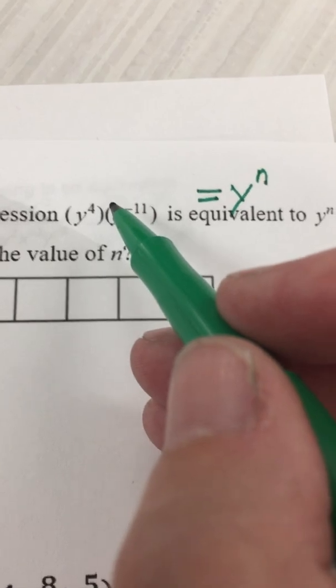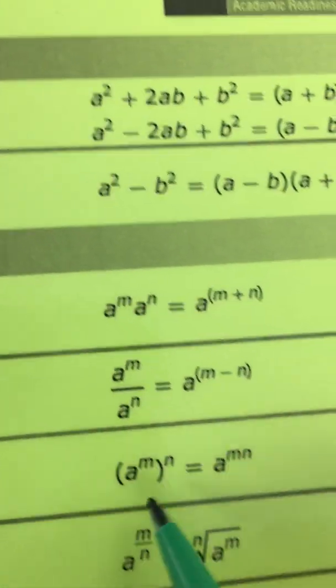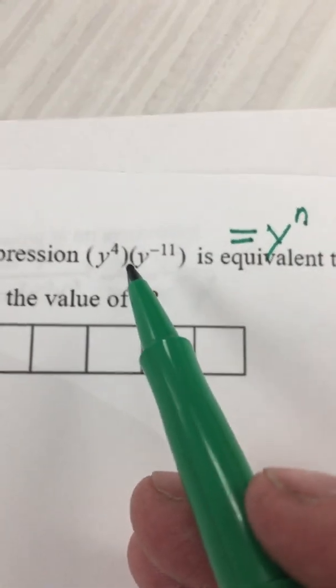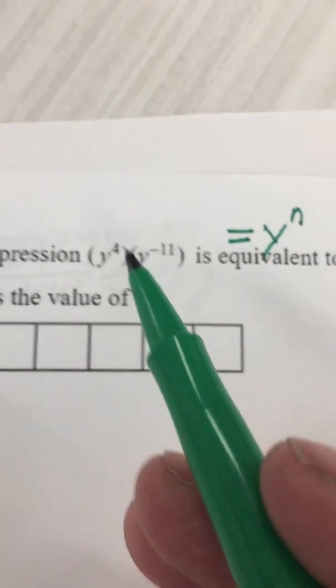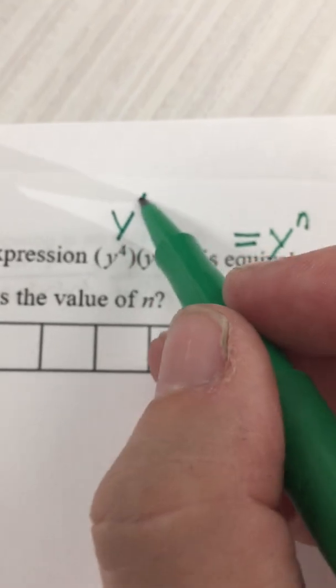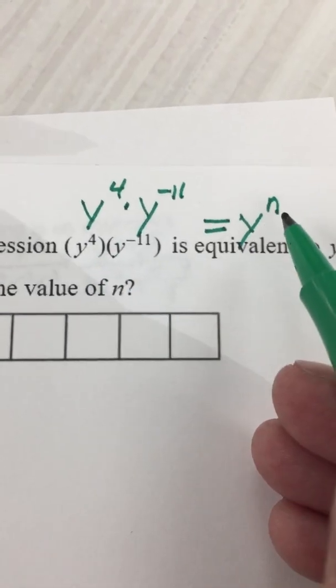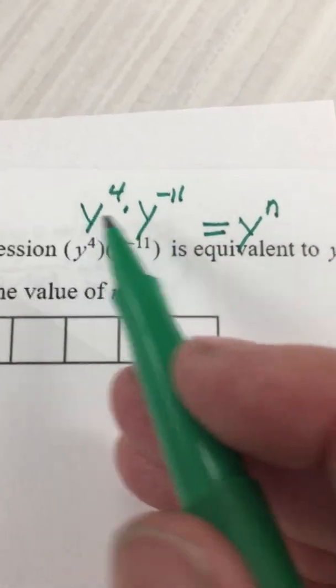Now, I see parentheses, but there's no exponents outside the parentheses, so this is not a power situation. Is there anything between the parentheses? No, so this is multiplication, so I'm going to follow my multiplication rules. Y to the 4th times y to a negative 11. And it's going to equal y to some number. And of course, what do we do with our exponents when the bases are the same?